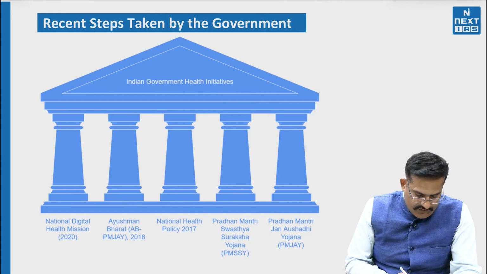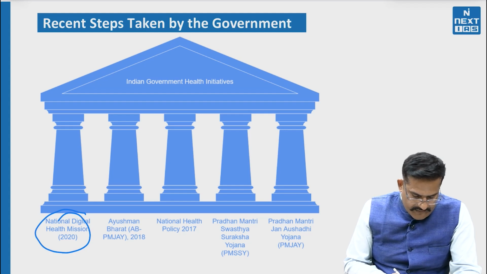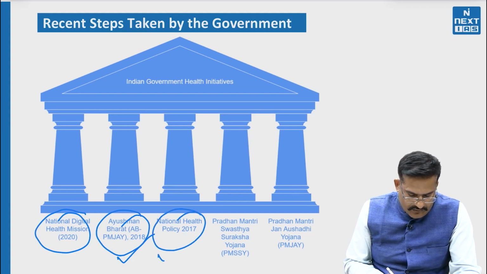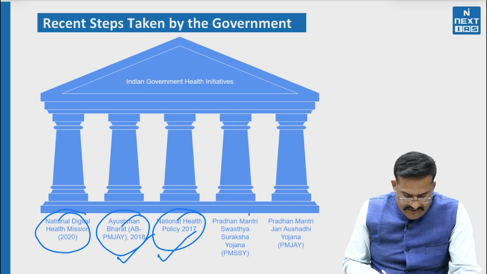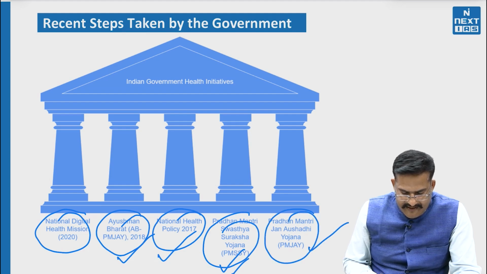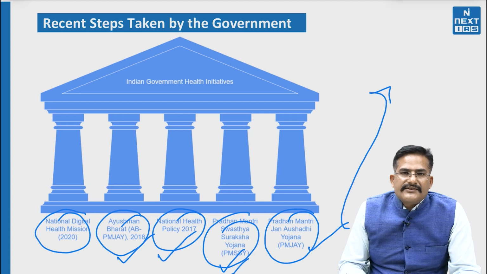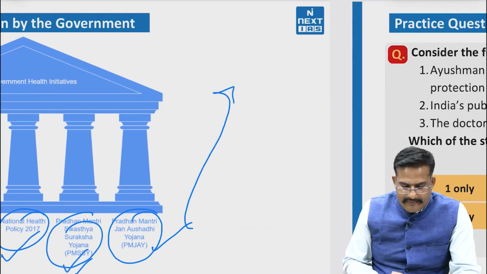There are various schemes. For example, the National Digital Health Mission, which was started in 2022. There is Ayushman Bharat Pradhan Mantri Jan Arogya Yojana, started in 2018. National Health Policy was started in 2017. Pradhan Mantri Swasthya Suraksha Yojana was also a very important insurance scheme. And the Pradhan Mantri Jan Aushadhi Yojana provides pharmaceutical medicines at a very cost-effective rate. These are the steps taken by the government in recent times.